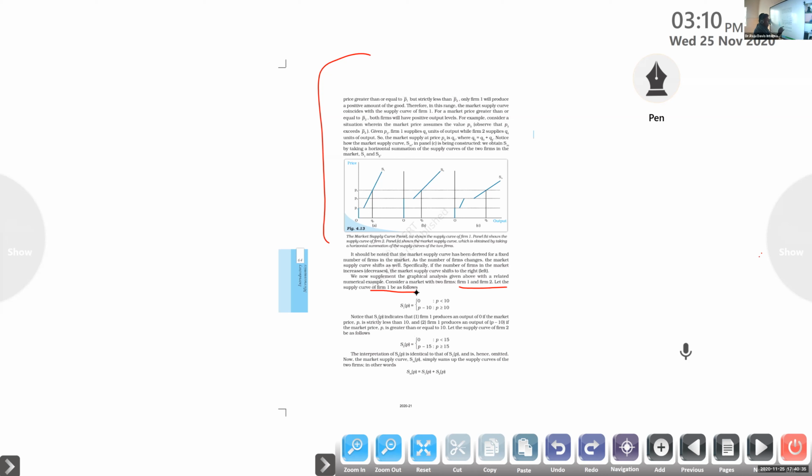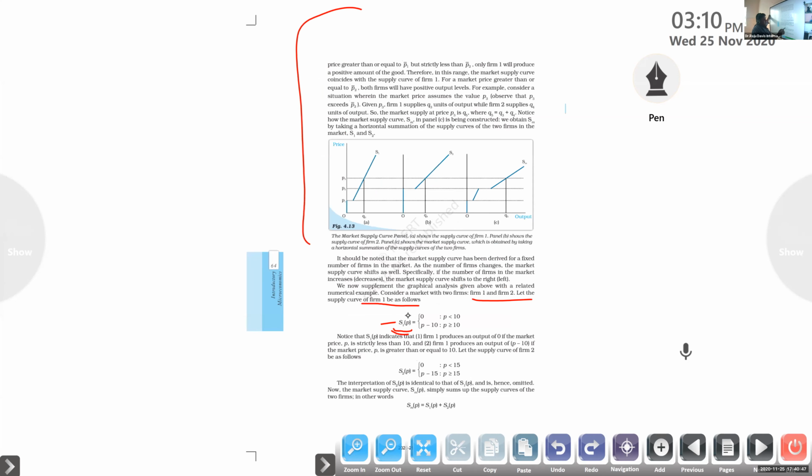S1(P) is the supply curve for firm 1, as a function of price P. You can see it will not produce any output if the price is less than 10. Clear or not? If the price is less than 10, production is 0. If the price is greater than or equal to 10, the production will be P minus 10. Just assume that. Keep that in your mind.